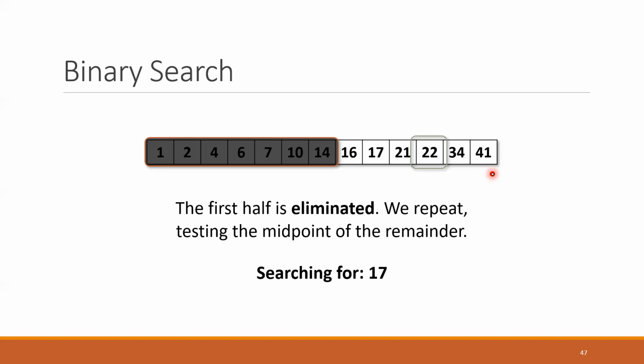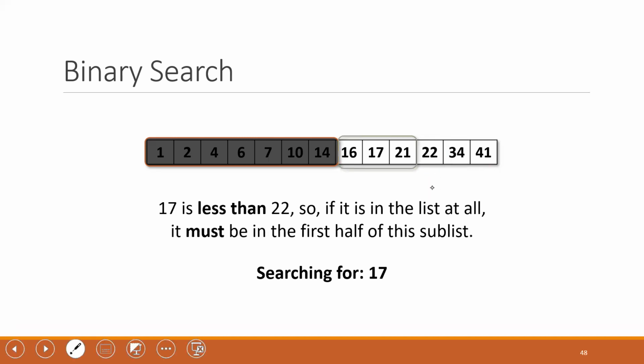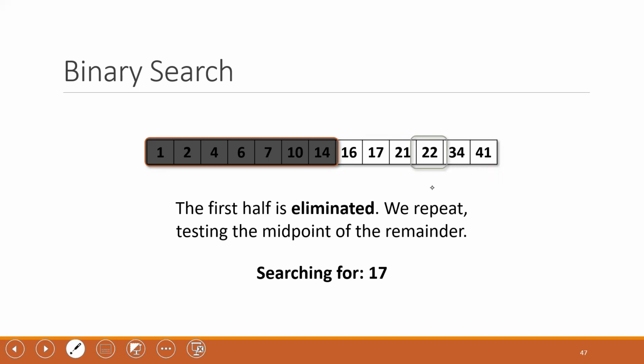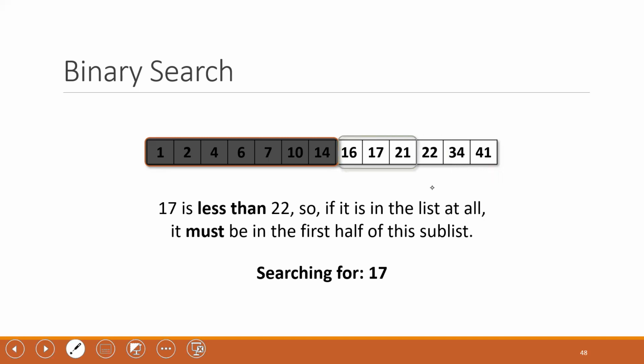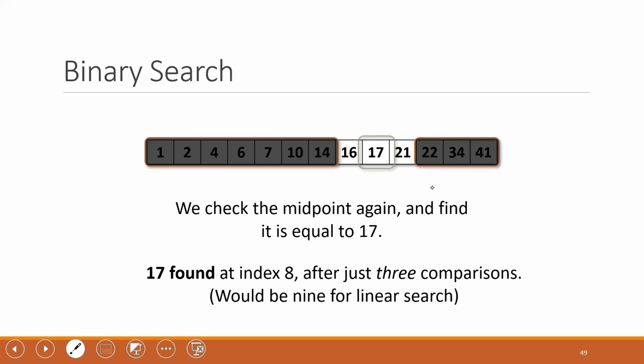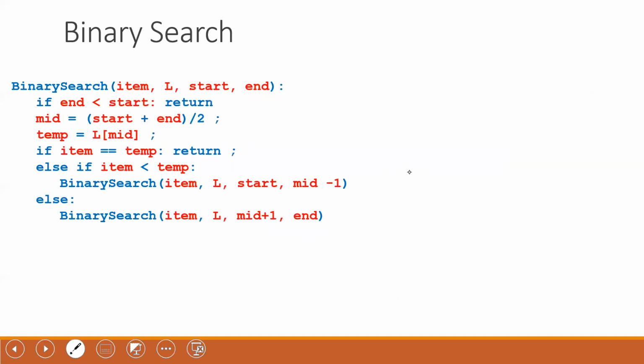So for now, we look at the midpoint again, the midpoint being, in this case, the ceiling of n over 2. 17 is less than 22, so we know that 17 is in this section, and we can basically ignore the rest of here. And then we go to the midpoint of what is left, and we find 17. And so we found 17 in 3 comparisons, and that's essentially the binary search algorithm. So here it is in pseudocode.